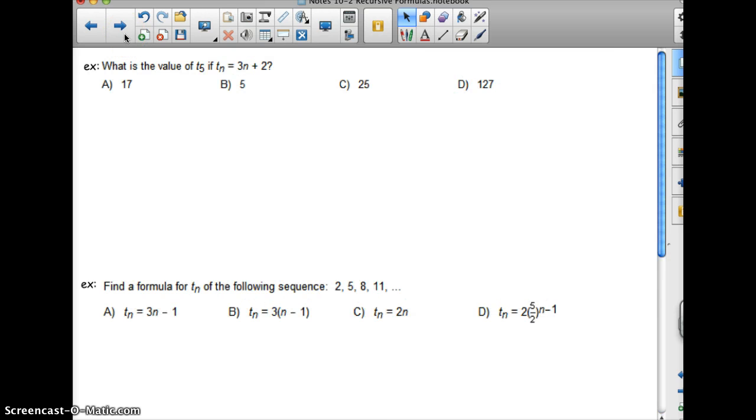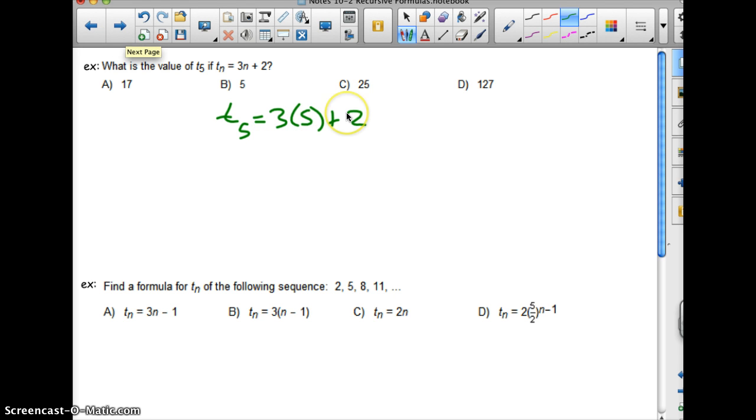Next. All right, multiple choice. What is the value of T5 if T sub n is equal to 3 times n plus 2? This is a fairly straightforward kind of question, right? It's T sub 5, so it's 3 times 5 plus 2. Again, not a recursive formula, okay? I've got some just regular formulas in here. These are not recursive. This one is actually arithmetic, and the common difference is 3. All right, so T sub 5 is 3 times 5, which is 15, plus 2, and I get 17. Choice A. There we go.